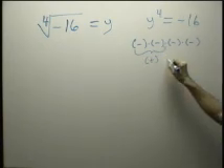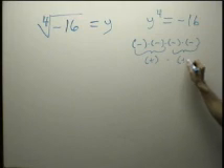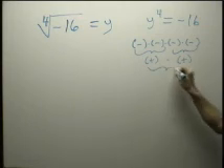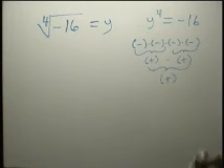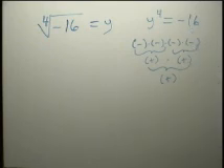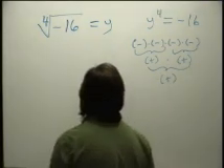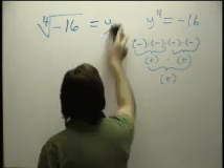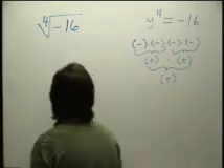Multiplying those two will make a positive. Multiplying those two will make a positive. Positive times a positive is positive. So again, we can't take a negative number to the fourth power and get a negative number. Just like with the square root, the fourth root of a negative number will not give us a real number.